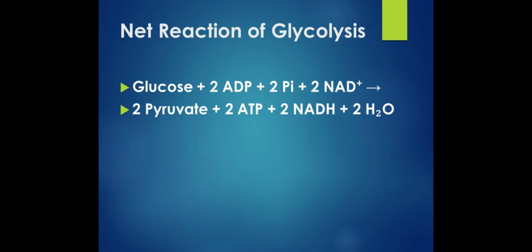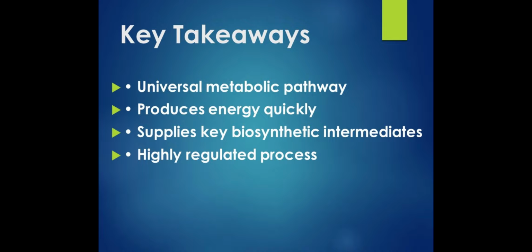So now the take-home message in glycolysis is that glycolysis is a central, ancient, and highly regulated metabolic pathway that converts glucose into pyruvate, producing ATP and NADH while supplying intermediates for other metabolic processes.